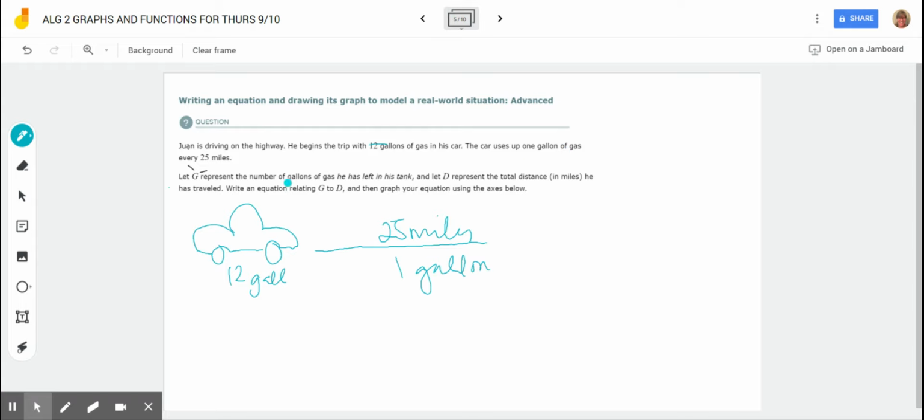Let G represent the number of gallons of gas he has left in his tank. Okay, so G is what we're going to be solving for because we want to know how much gas he has left in his tank. D is the total distance in miles he has traveled.